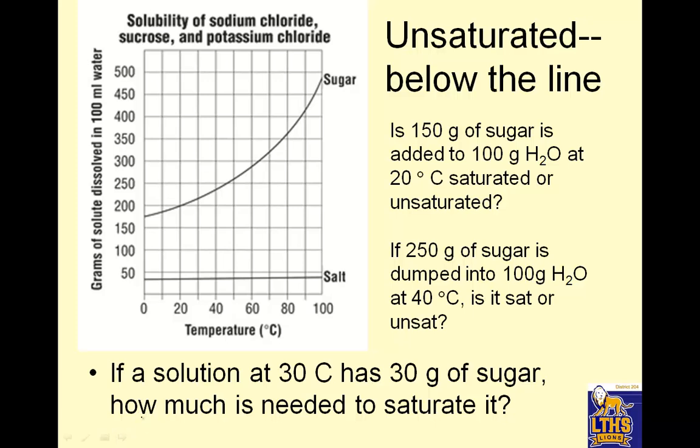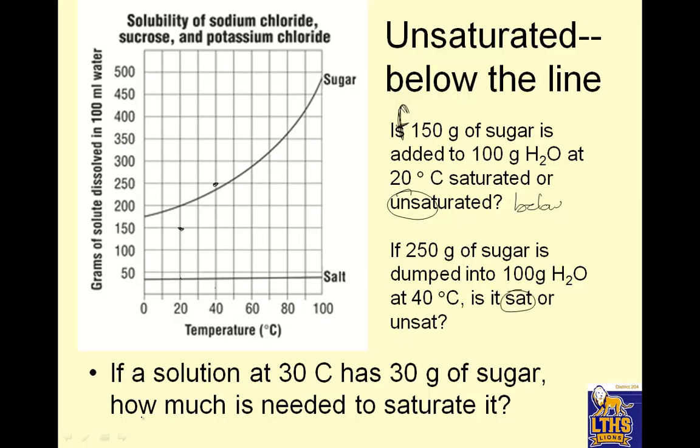If 150 grams of sugar is added to 100 grams of water at 20 degrees Celsius, is it saturated or unsaturated? Well, it is unsaturated because it is below the line. If 250 grams of sugar is dumped in 100 grams of water at 40 degrees, is it saturated or unsaturated? Now notice, it's above the line.